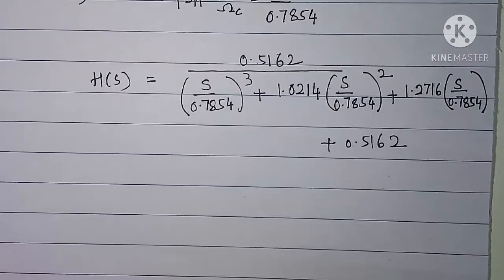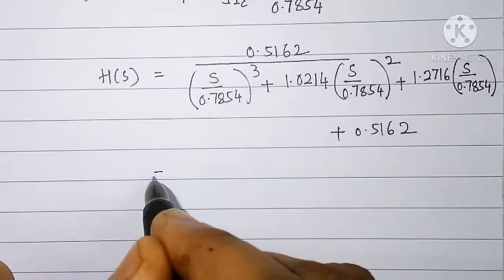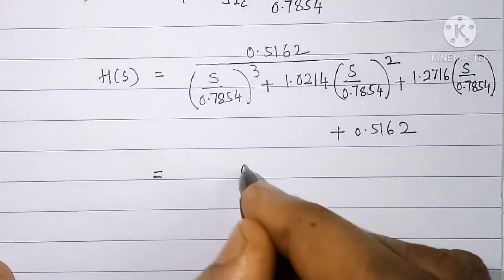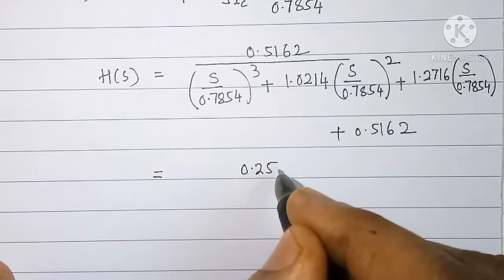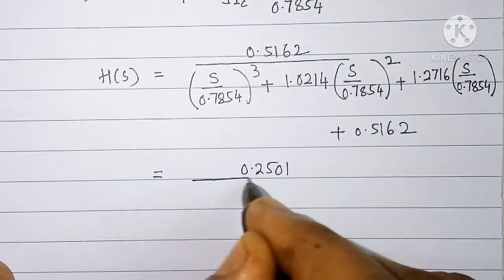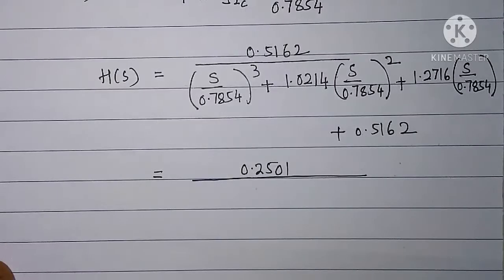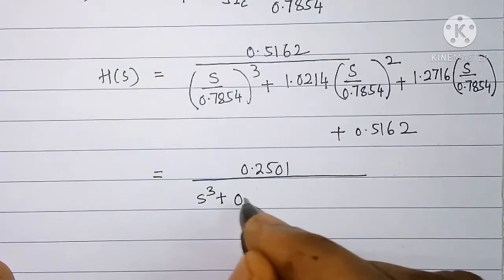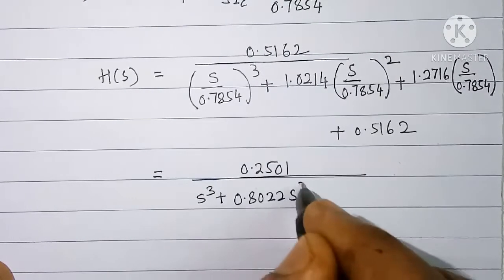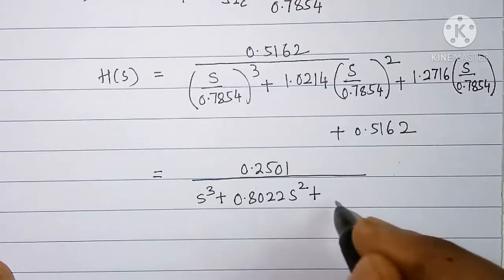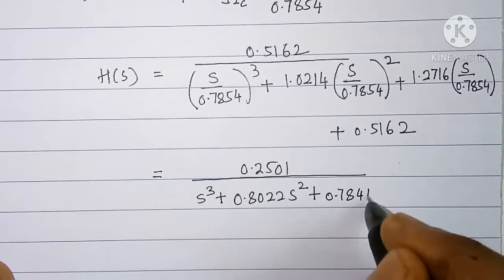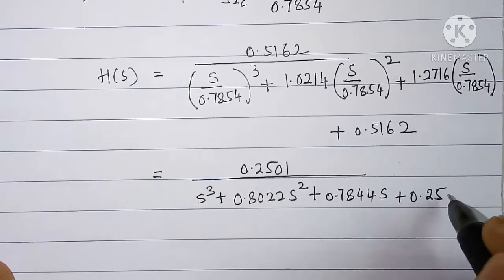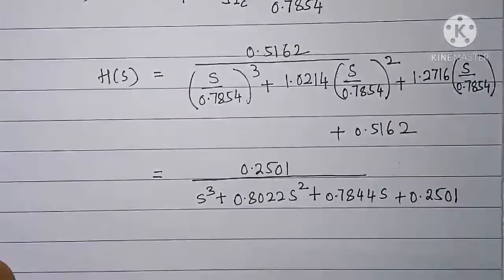Taking LCM and simplifying, we get h of s equal to 0.2501 divided by s cube plus 0.8022 s square plus 0.7844 s plus 0.2501.